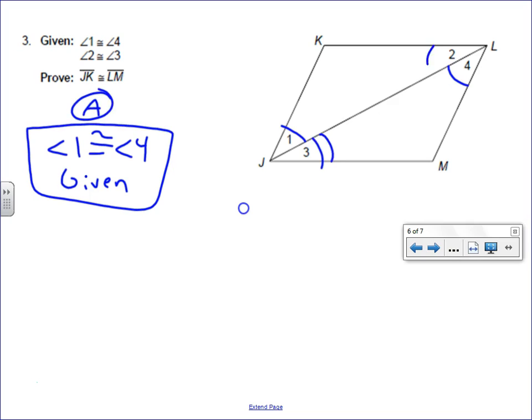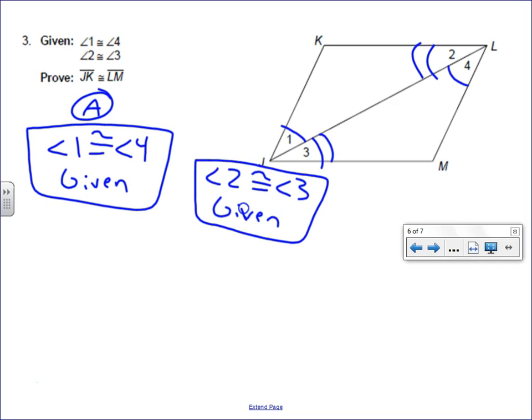The other one is angle 2 congruent to angle 3, and that's also given to me. That's another angle that we have. You might find that this is a little bit easier to organize since you just throw the information out there and then just draw arrows to connect it all. So if I'm trying to find JK congruent to LM, I'm just going to mark that on my diagram, see what I'm trying to find.